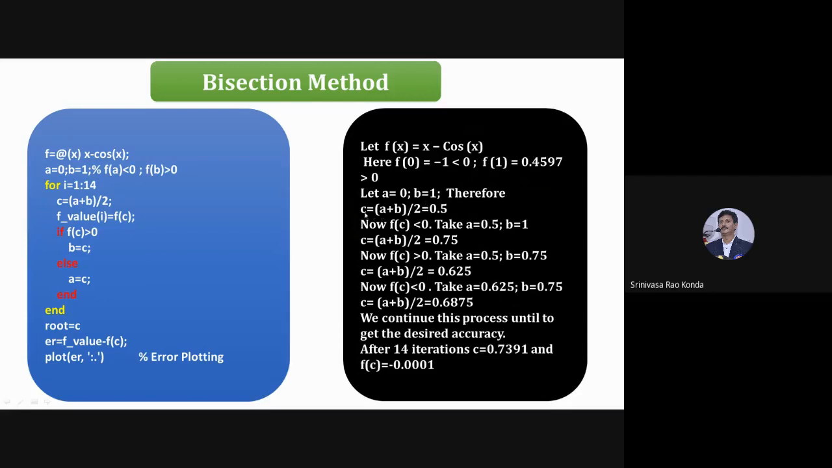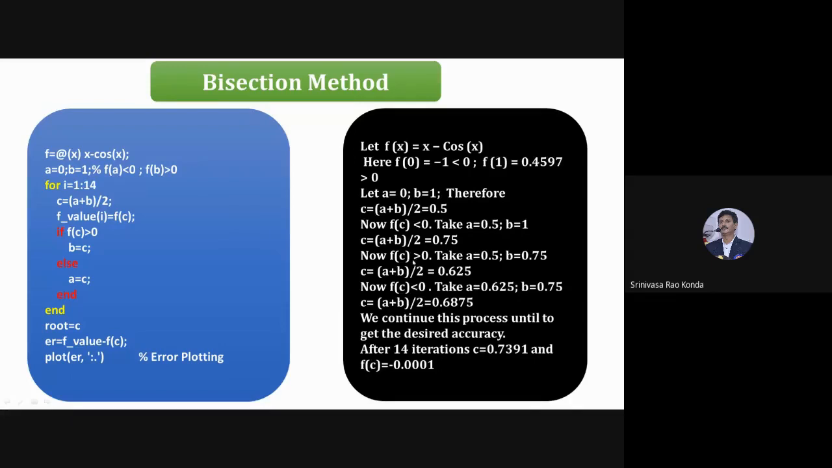We calculate the c value, a plus b by 2, which is 0.5. I calculate the function value at 0.5. That is less than 0, which means we have to replace a. In the place of a, we write c, so a is equal to 0.5 and b is 1. Here the function value is negative, and here it is positive. Again I take c as a plus b by 2, that is 0.75, and calculate the function value.